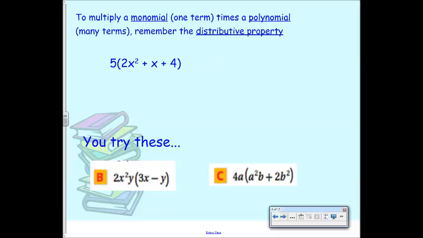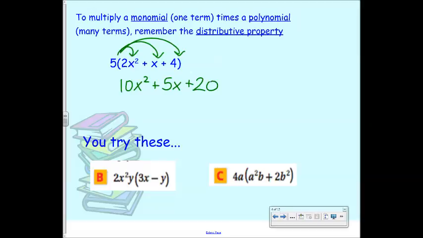So how many multiplication problems am I doing here? 3, because I have to do 5 times this first one, 5 times this second one, and 5 times the third one. So I should end up with a trinomial. So what's 5 times 2? 10. So this should be 10 what? X2 plus what? 5x plus 20. Perfect. Okay? So I just distribute that monomial to everything inside the parentheses.